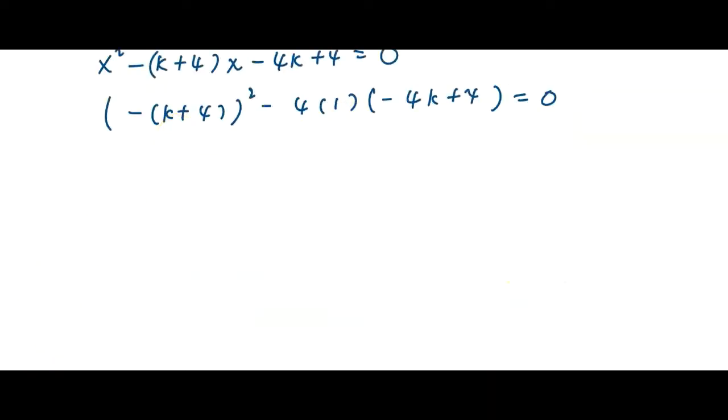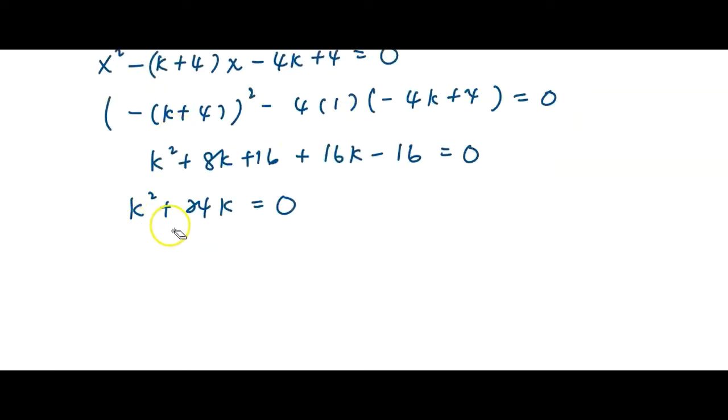We expand and simplify, and we get k squared plus 24k equals 0. In order to solve for k, I factor out the k. I got this: k equals 0, k equals negative 24.